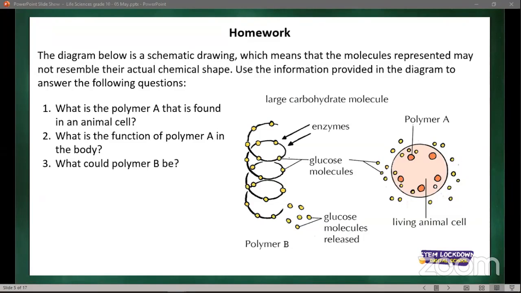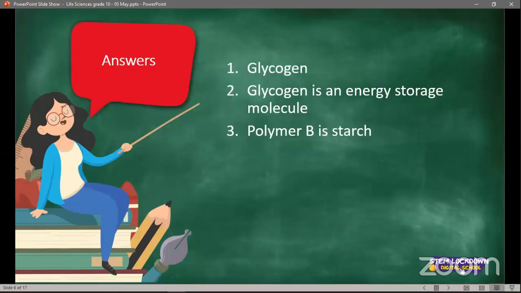Now, those are our answers. If you didn't get that, here are the answers. So for number one, glycogen, that is polymer A, and the function of glycogen, it is an energy storage molecule. For number three, polymer B is starch. Those are our answers for our homework. Thank you to those who did it. It was quite easy.